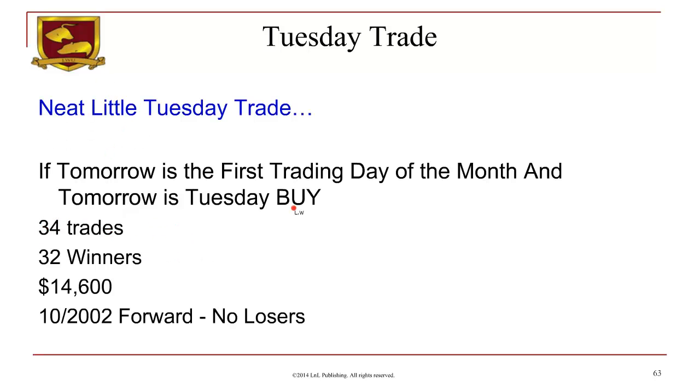Here's a neat little Tuesday trade. If tomorrow is the first trading day of the month, and tomorrow is Tuesday, buy. 34 trades, 32 winners, 2002 forward, there's not been a losing trade. Does trade count equal lot or contract size? Remember, in the S&Ps, unlike stock, we're just buying one contract. All the results that I'm showing here assume buying just one contract, no money management, nothing like that at all.